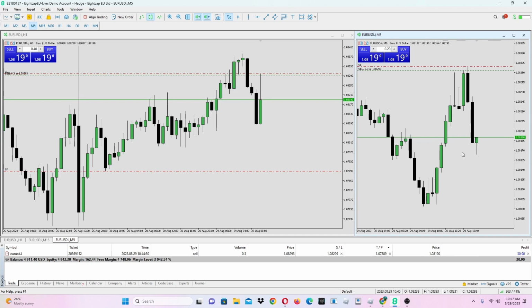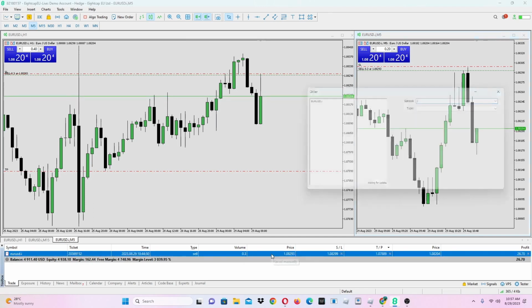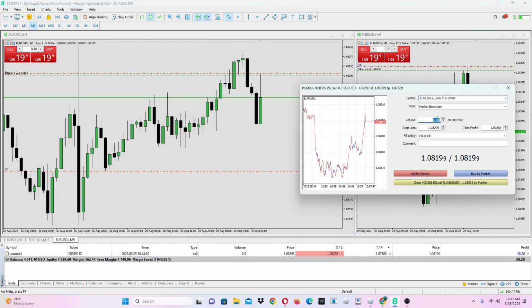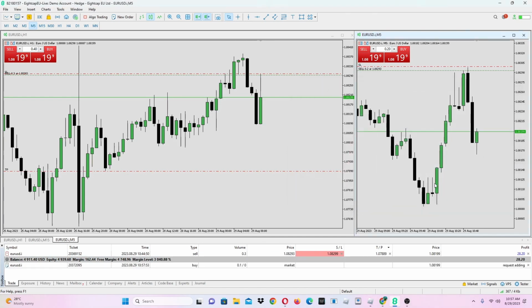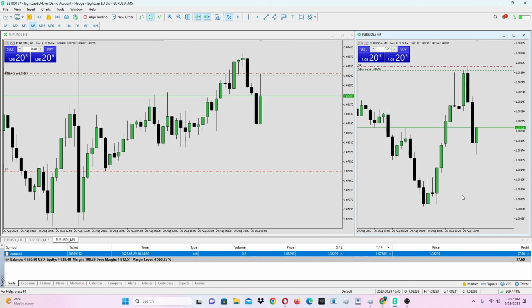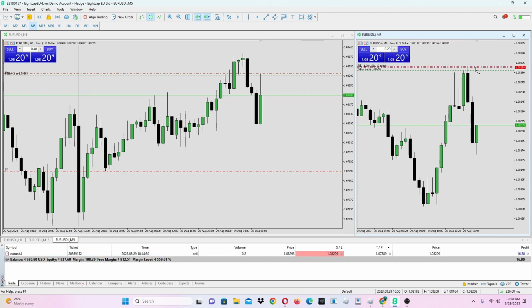Okay, so right now, as you can see, we are retracing. So I need to take partials. Close. Okay, I took another 0.1. I have no loss. It's a $1 loss.